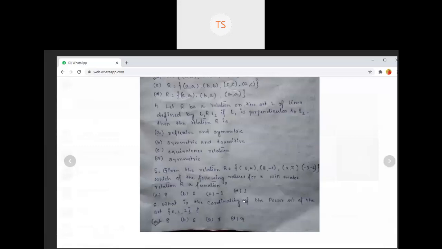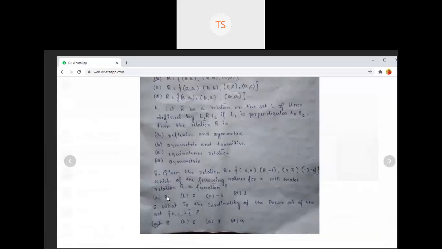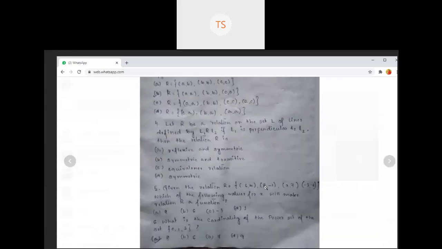So for 1, ma'am. Why is it 1? Every image has a single pre-image. Yes, that means if I give 8 in the first position, we already have an ordered pair with 8 as the first position, so we cannot give 8. Then 6, we already have (6, 4). Then -3, we already have (-3, -6). So our correct option is 1, option D. Is it clear? All of you clear? Yes, correct, ma'am. And then question number 6.